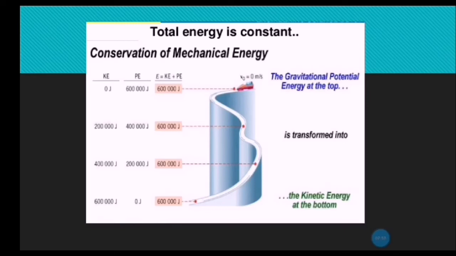The E, the mechanical energy, is always constant, 600,000 joules. But then the potential energy is 200,000 joules and the kinetic energy is 400,000 joules. And in the end, I don't have potential energy anymore because the object has reached the ground and the kinetic energy is at its maximum, which is 600,000 joules. The sum is always equal to 600,000 joules.